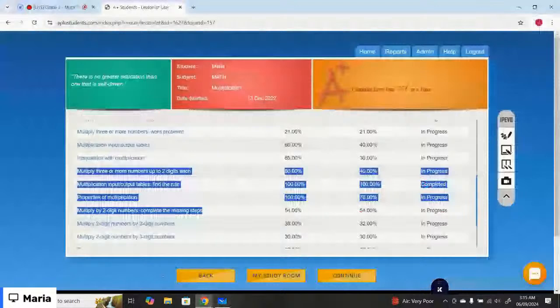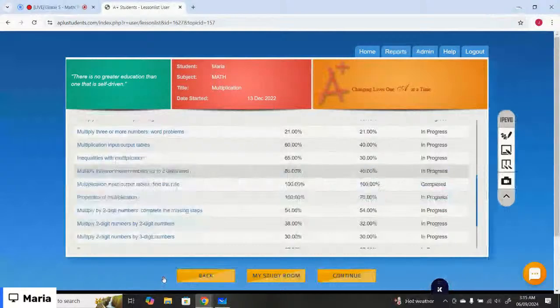So here I'm on grade 5 math. The chapter we are on right now is multiplication. Let's just start with the first lesson, that is multiply 3 or more numbers up to 2 digits each. Let's just start with the lesson.